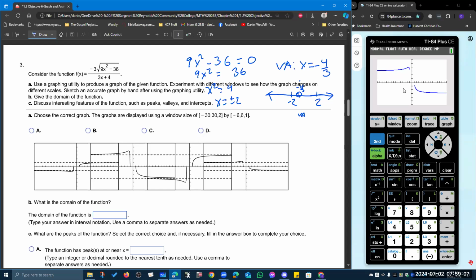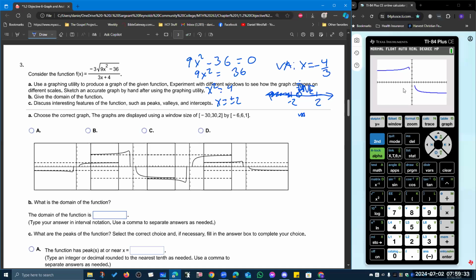So let's stick in a number less than negative 2, like negative 3. It's going to give us 9 times 9 is 81. Minus 36 is a positive number, so I have this region. Let's stick in a number in the middle there, like 0. 0 minus 36 is negative. So no, this area in here does not exist. Don't worry about that vertical asymptote.